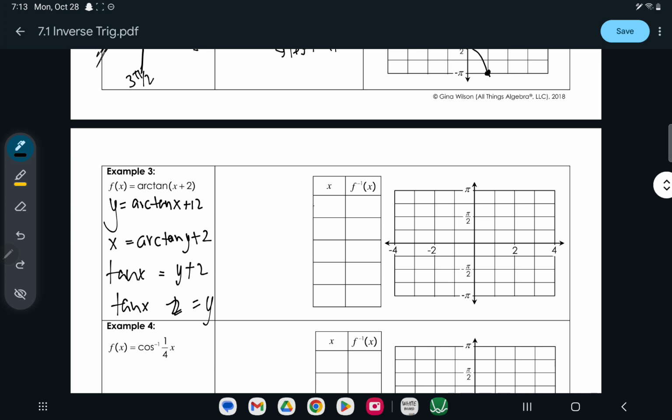So let's see. Negative pi over 2, negative pi over 4, 0, pi over 4, and pi over 2. So remember, we have some vertical asymptotes. At 0, it's usually 0, but down 2 means here. And the others are at 1. So negative 1 down 2 is negative 3. And 1 down 2 is negative 1. And then we can plot this as x, this as y.